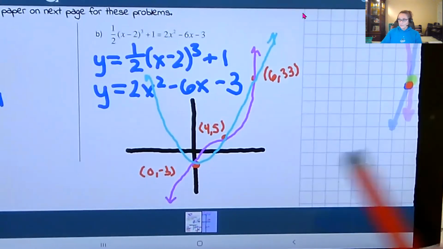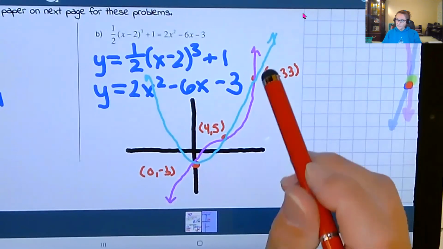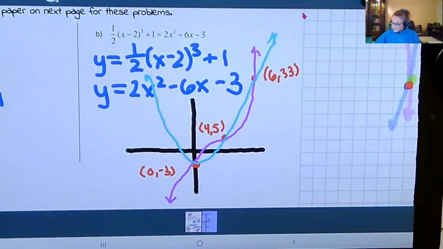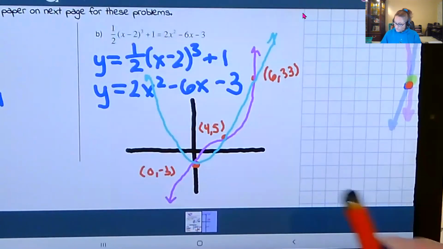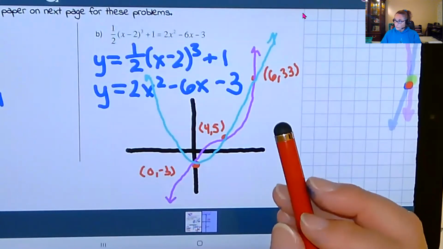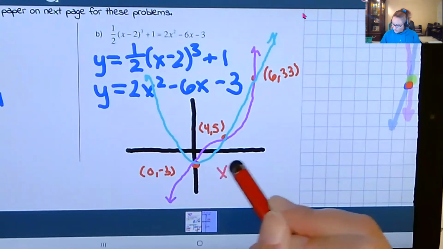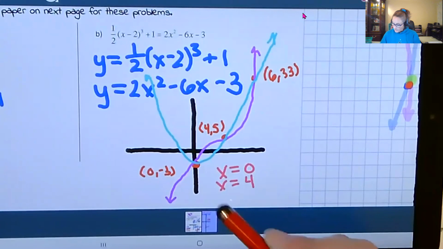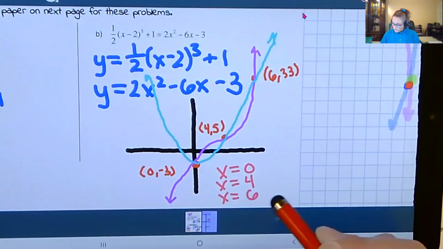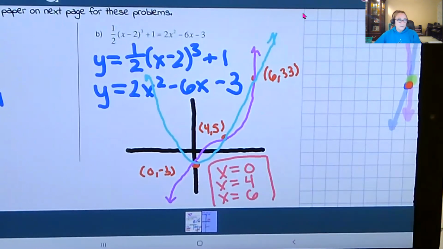And so in this case, again, these would be the answers to the system, but it's not a system. I need just the x's. So the solution to the original problem is going to be x equals 0, x equals 4, and x equals 6. And that's the end of this video.